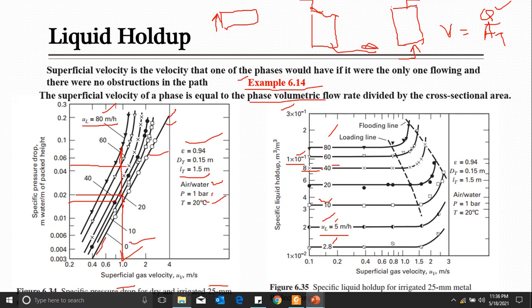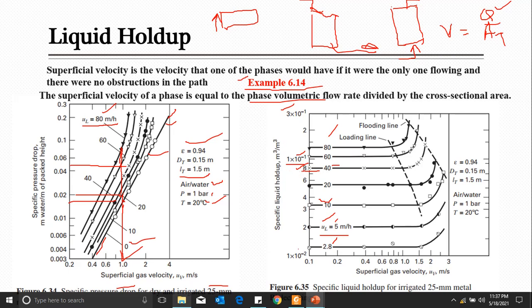So in this case, when the liquid velocity is 40 meter per hour, what is the value of liquid hold up? Let's look at this cross here at some point, which is 8, so that is 8 into 10 raised to power minus 2, because it started here from 1 into 10 raised to minus 2. So its value is 8 into 10 raised to minus 2, and that you can say is 0.08 cubic meter per cubic meter of the packed bed height.